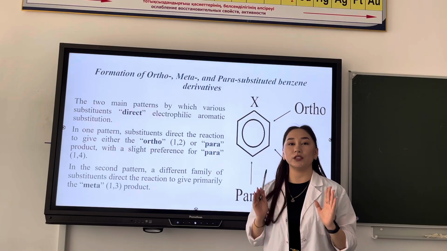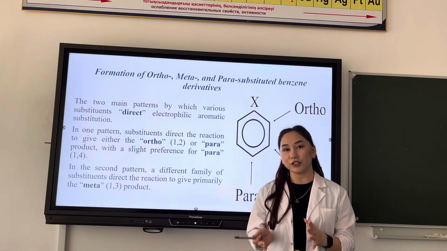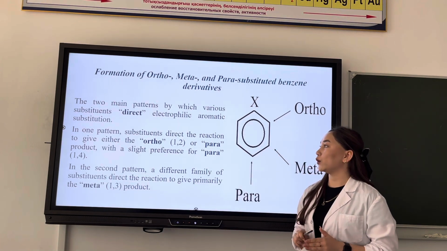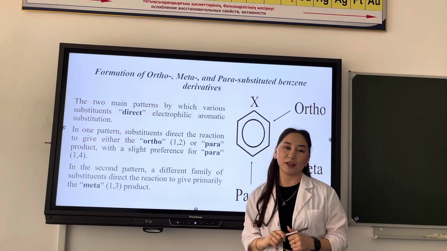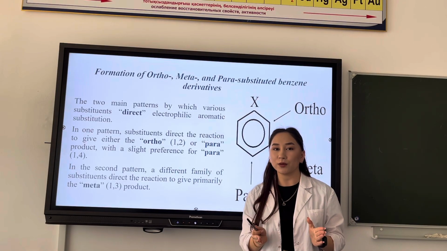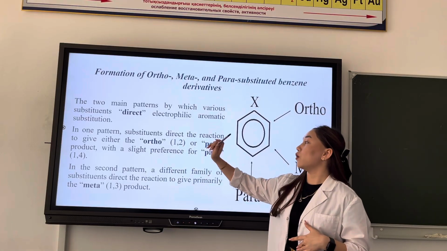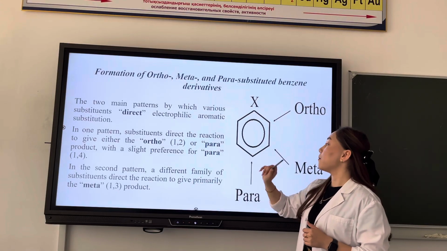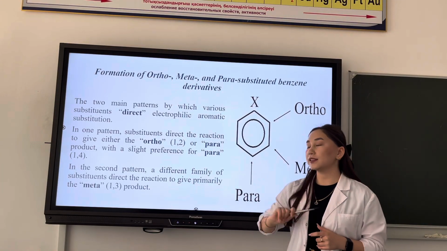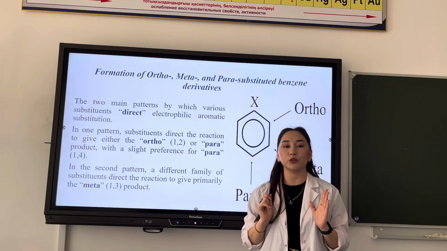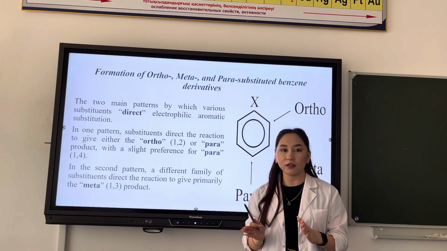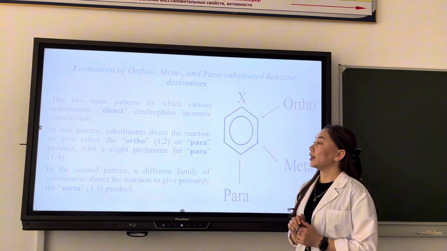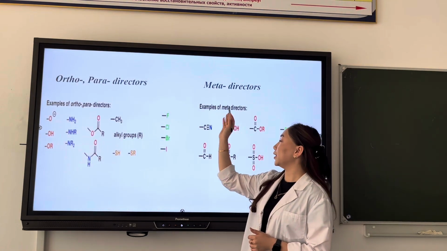Next, we will look at how different substituents influence the orientation of electrophilic aromatic substitution. There are two main patterns by which various substituents direct electrophilic aromatic substitution. In one pattern, the substituent directs the reaction to the ortho or para product. Ortho product is the 1,2 position, para product the 1,4 position. In the second pattern, a different family of substituents directs the reaction to give primarily the meta product, the 1,3 position.